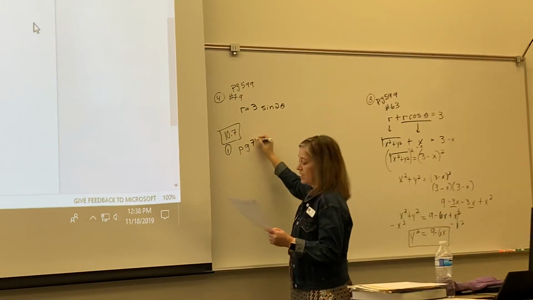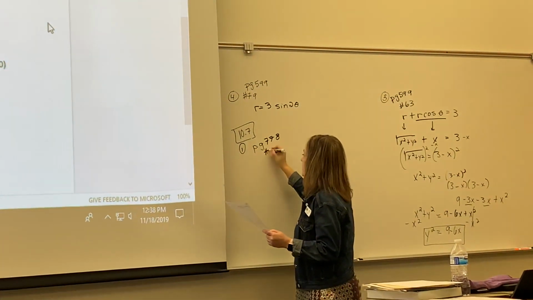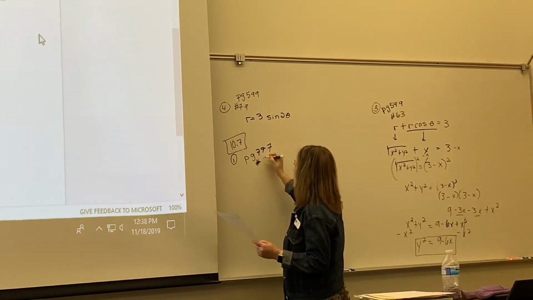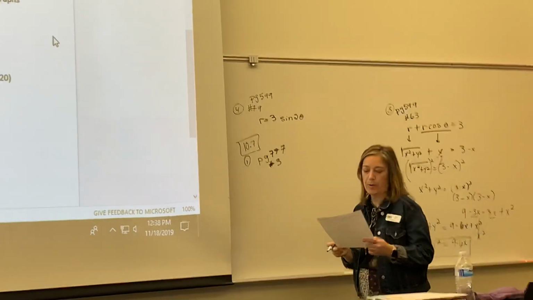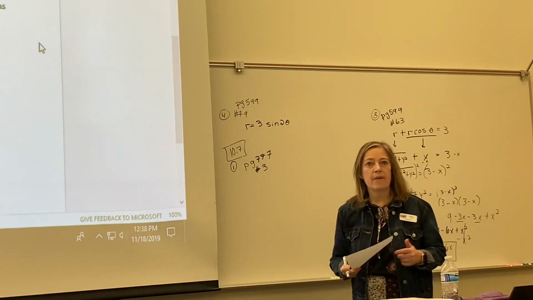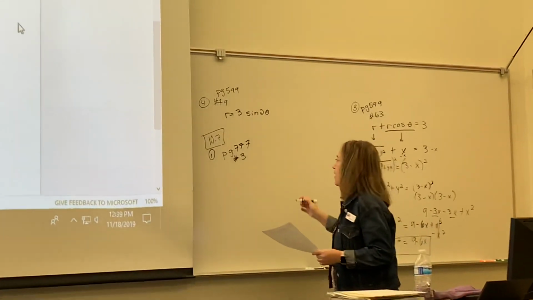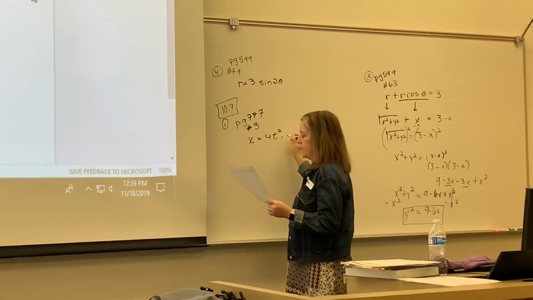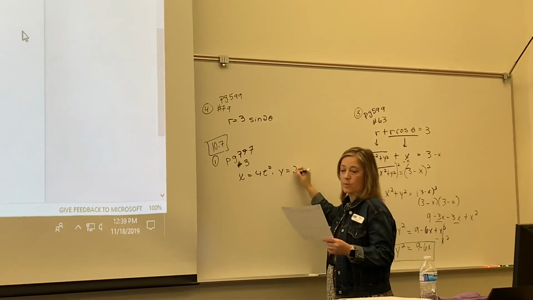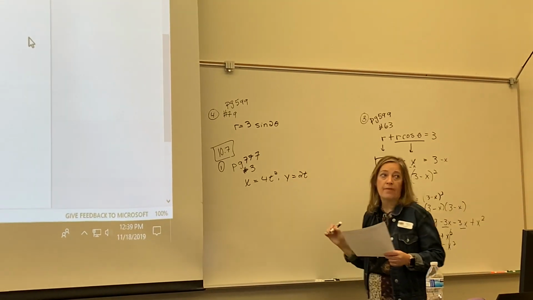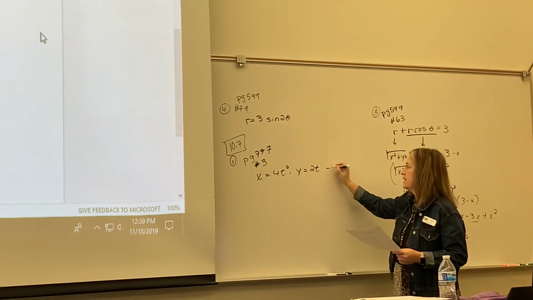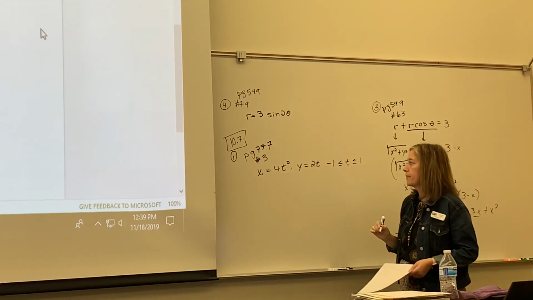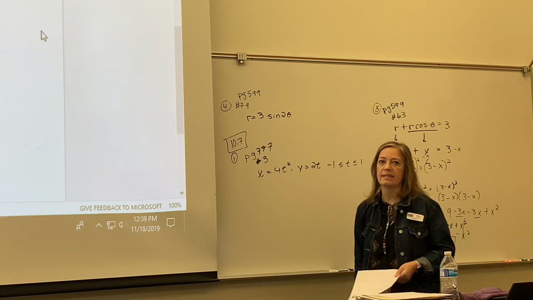Page 777, sorry, and it's problem number 3. Okay, so the information that is given to you is the following. We have x equals 4t squared, y is equal to 2t, and then we know the interval for t is between -1 and +1. Okay, so that's the information that is given to us.